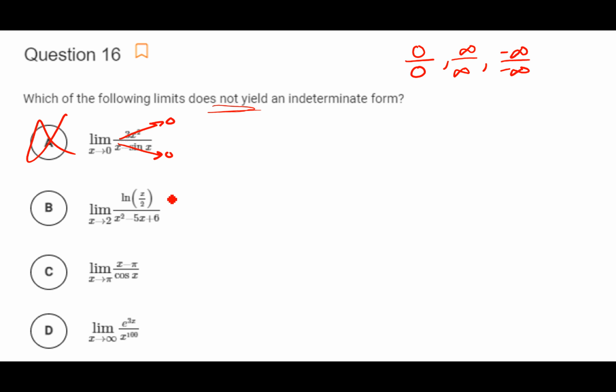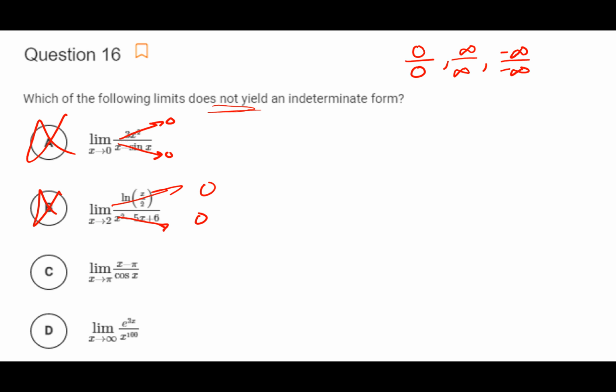B says as x approaches 2, so it's the natural log of 2 over 2, which is the natural log of 1. The natural log of 1 is saying e to what power equals 1? 0. So the top goes to 0. The bottom, I would have 4 minus 10, which is negative 6, plus 6. That goes to 0. So this one does not work.